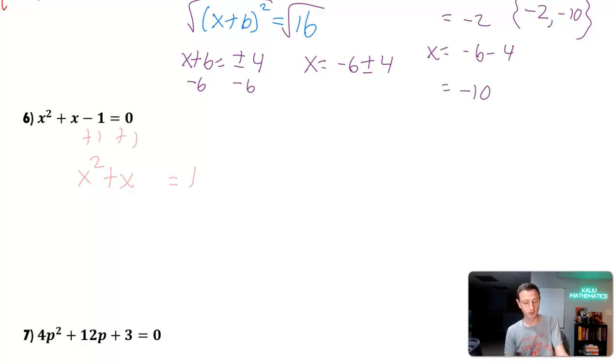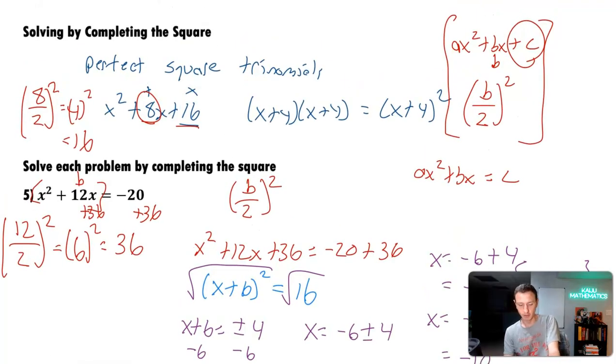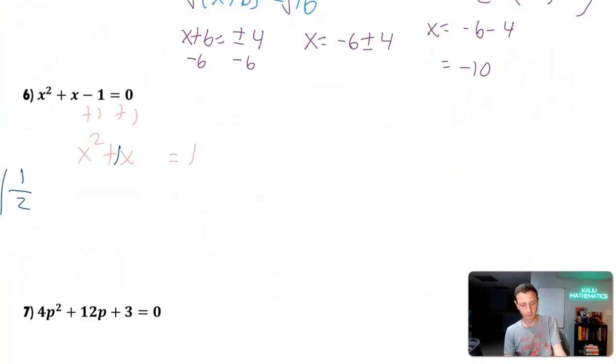Now let's complete the square. The b term is just 1, since this is a 1x, so it's 1 over 2. The formula here is b over 2 squared. So the b term is 1 over 2 being squared. 1 over 2 squared is 1/4: 1 times 1 is 1, 2 times 2 is 4. So I have to add on a 4th to both sides.